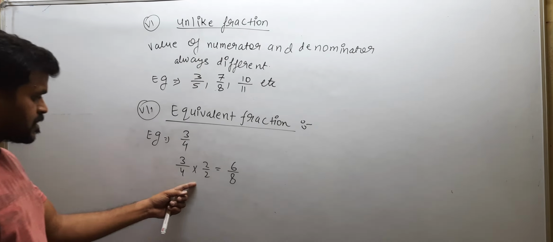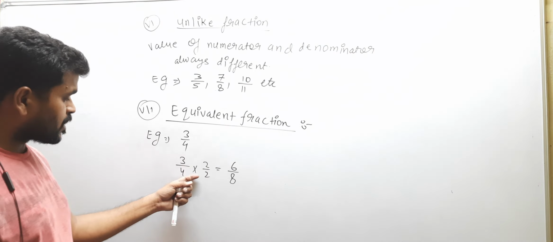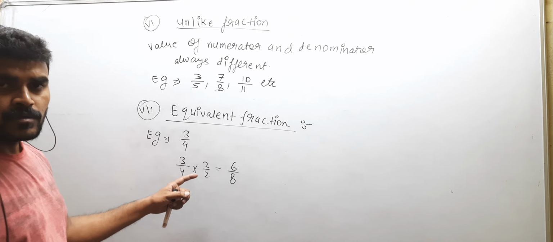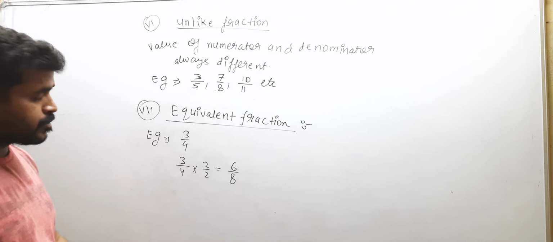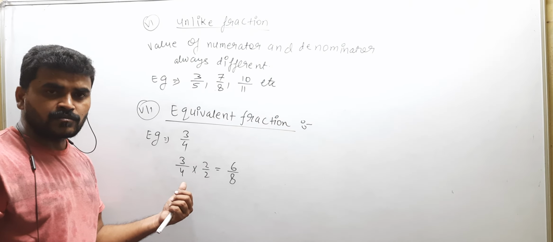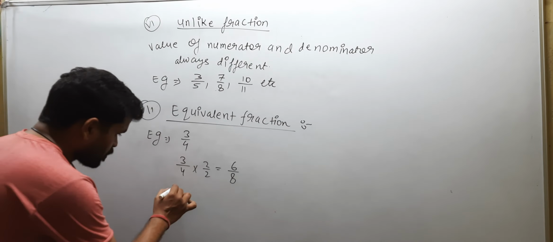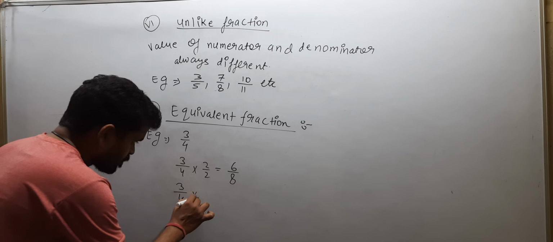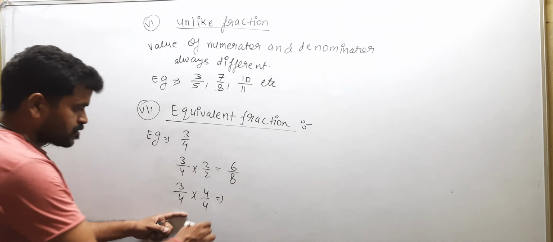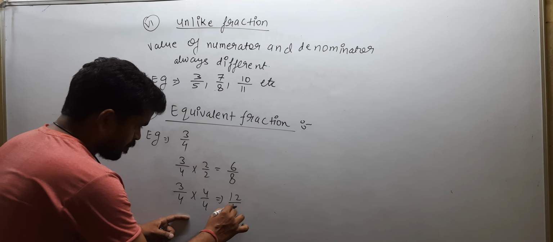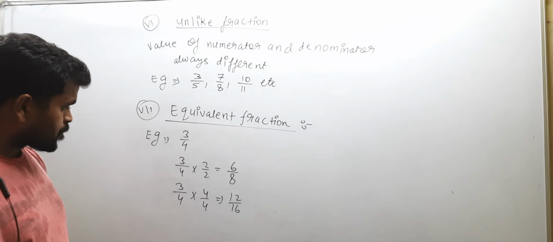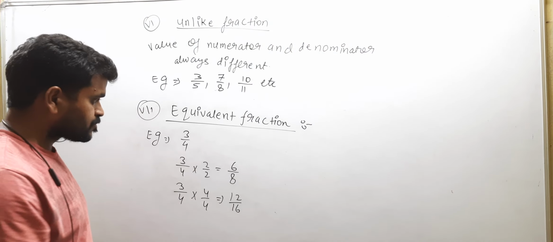So here you have seen that I have multiplied by 2 and 2 on both numerator and denominator. So 6 upon 8 is the equivalent fraction of 3 upon 4. Next equivalent fraction of 3 upon 4: you will multiply with the same number on numerator and denominator. So it becomes 12 upon 16. So 12 upon 16 is also the equivalent fraction of 3 upon 4.